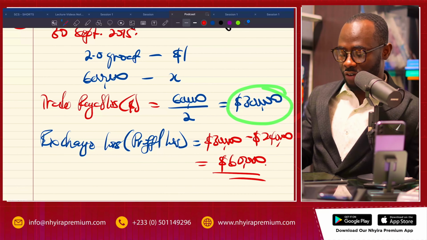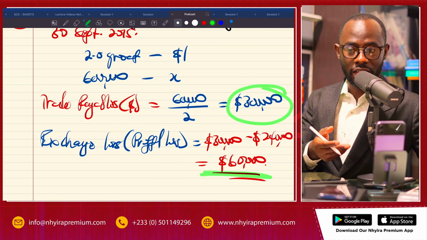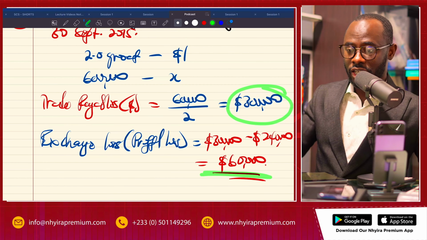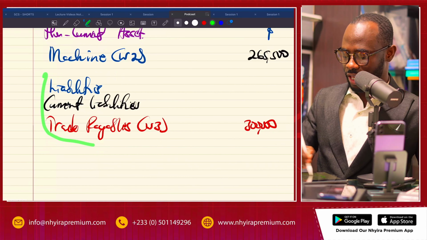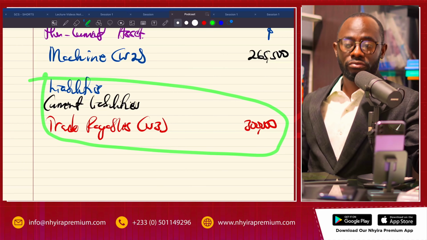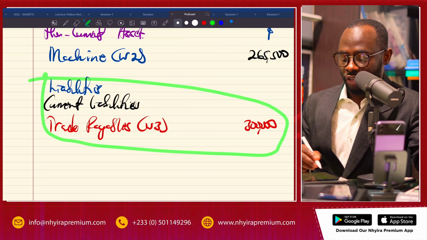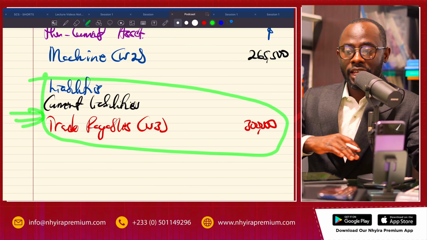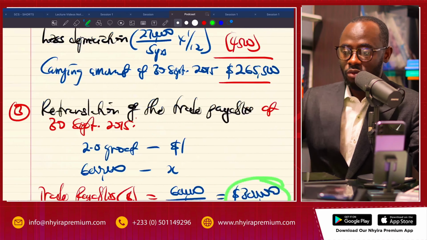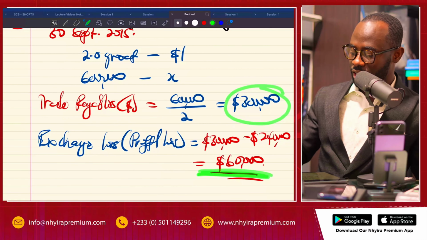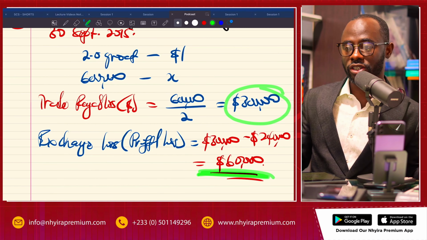Since we've paid for it, we will still account for the exchange loss in the P&L account, but now we've paid for it. So on the face of the statement of financial position, nothing will come here in respect of trade payables. Okay, Elizabeth, nothing will come here because the figure is no longer outstanding. However, we will still account for the exchange loss.